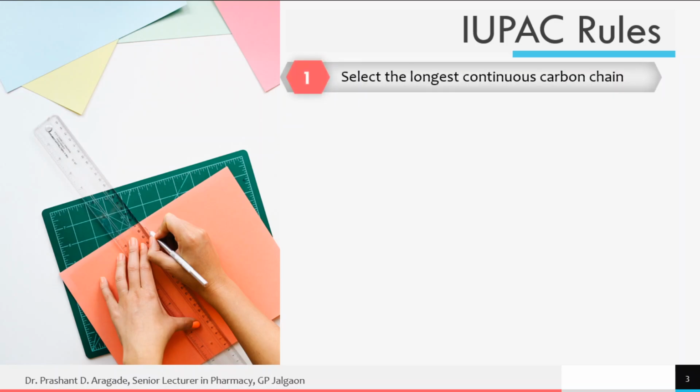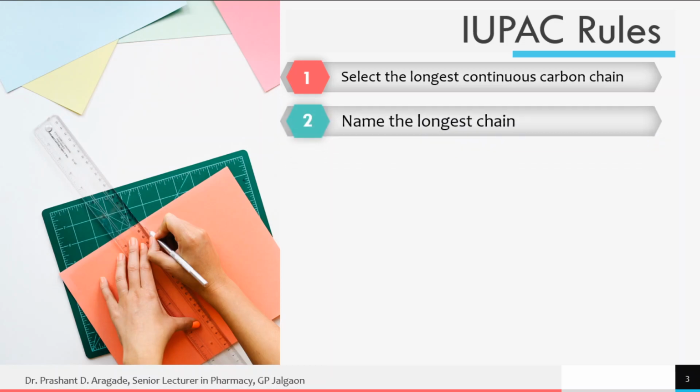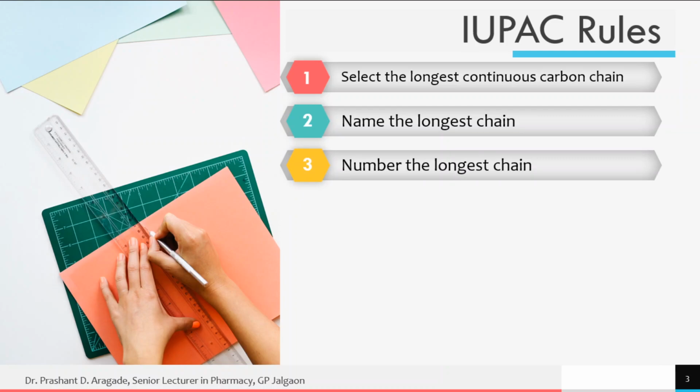Rule number 1 is select the longest possible continuous carbon chain. Then give the name to the longest continuous carbon chain depending upon the number of carbon atoms present in that chain. The next step is to number the longest chain. Remember that while numbering, you have to start the numbering from the end on which the substituent carrying carbon atom possesses the lowest possible number.